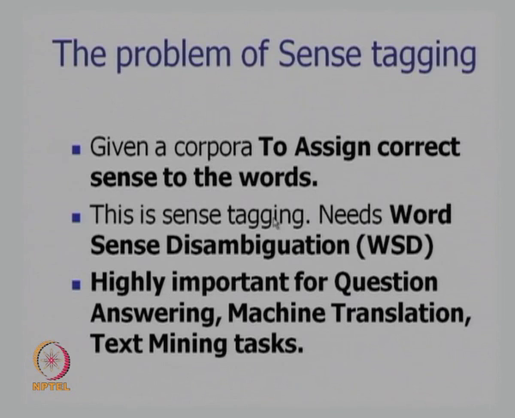Now, we come to an important problem in the area of lexical semantics, the problem of sense tagging. Given a corpus, we have to assign the correct sense to the words, and this problem is called sense tagging. It does need word sense disambiguation, and it is highly important for question answering, machine translation, text mining tasks, etc. From the sense-tagged corpora, by applying machine learning algorithms, we can build a word sense disambiguation engine.